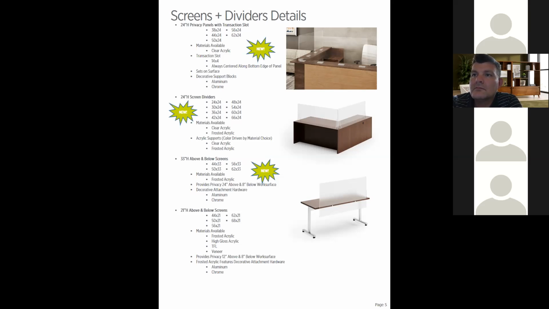That one is the one where if you need to pass papers or do transactions, that's going to be the one that the customer will want to choose. So these are available in a number of widths. And then just know that the transaction slot is always going to be 14 inches wide by 4 inches high. And it's always going to be centered along that bottom edge of whatever size panel the customer orders. So it's going to fall in a different spot depending upon the length of the panel that is ordered.